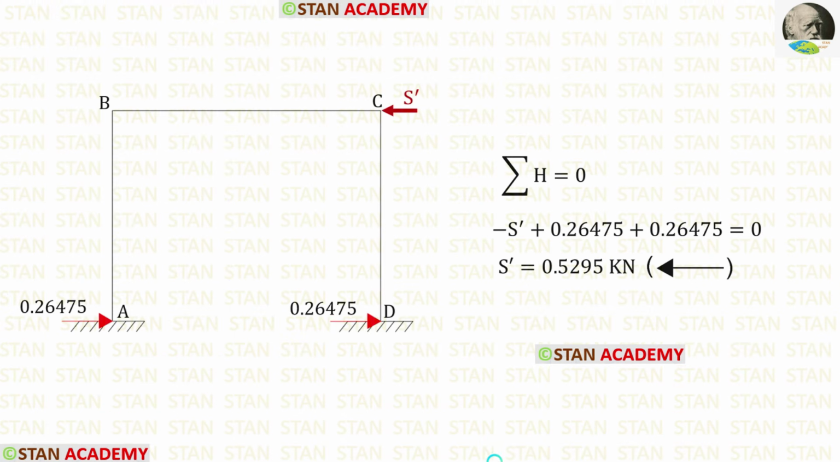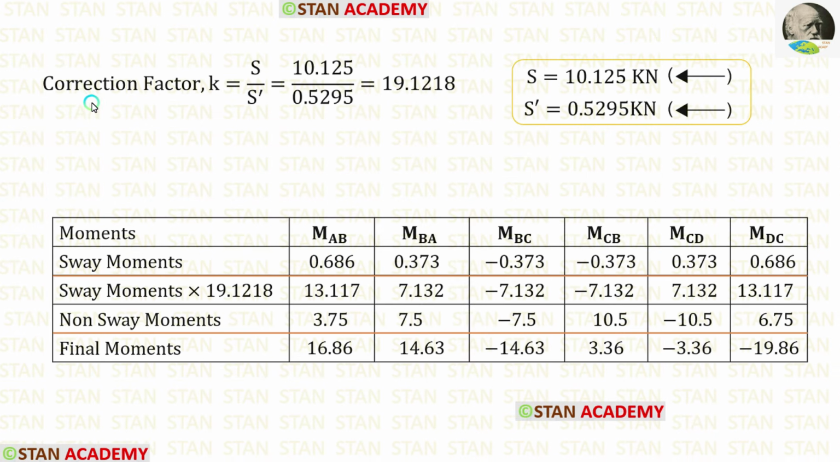We know that the sway force S dash is acting towards the left side. By applying this rule, we can find S dash. Now let us find the correction factor K. The formula is S upon S dash. We have calculated S and S dash. Let us apply them. Finally, for the correction factor K, we are getting this.